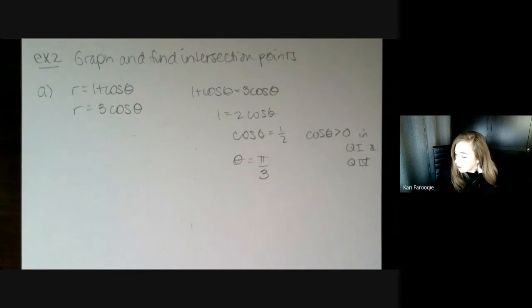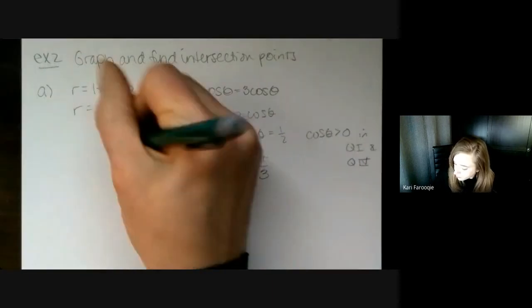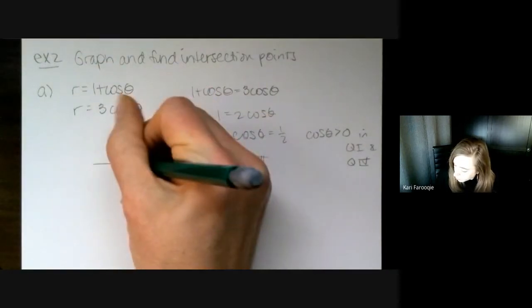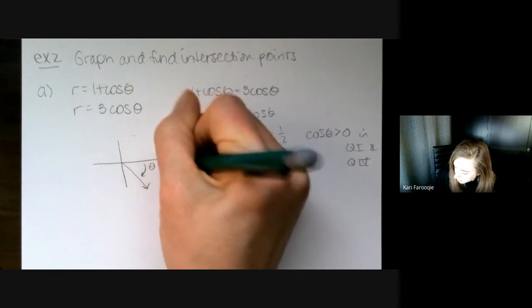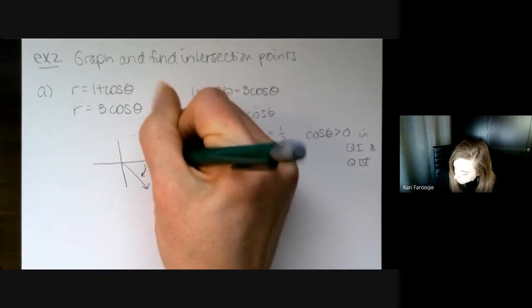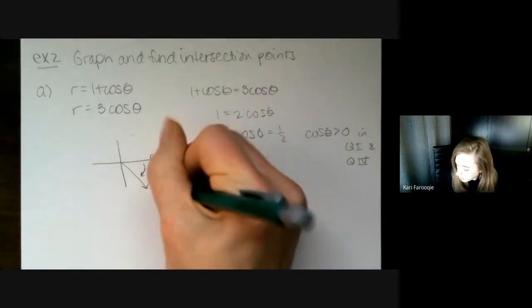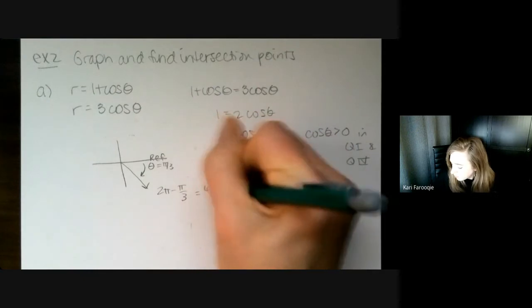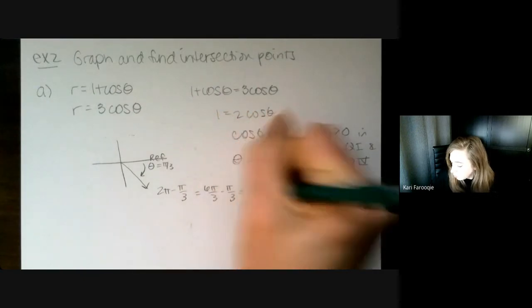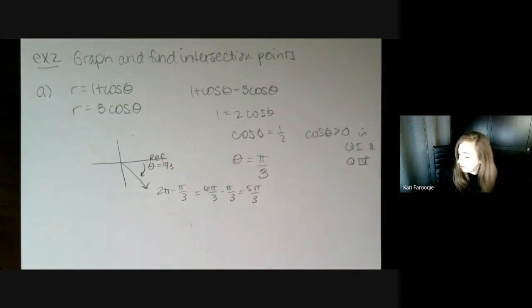But in quadrant 4, if you're looking for a reference angle, you're trying to figure out the angle in quadrant 4 that has a reference theta of pi over 3. That's going to be 2 pi minus pi over 3, if you don't remember all your angles from trig. So that'll be 5 pi over 3.